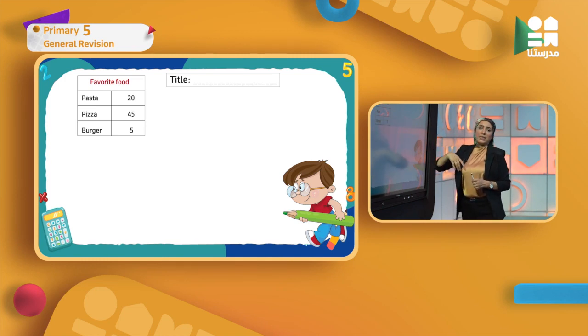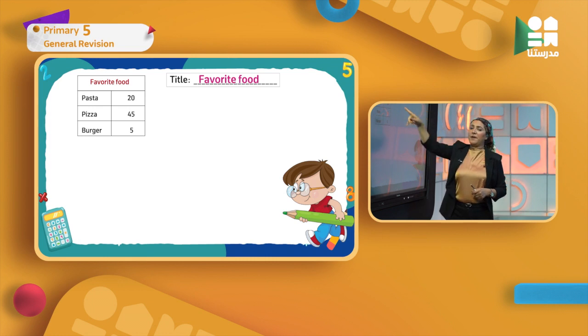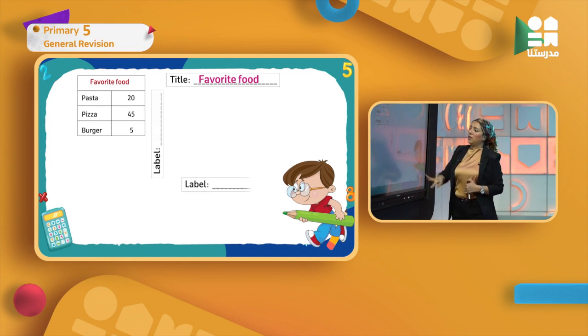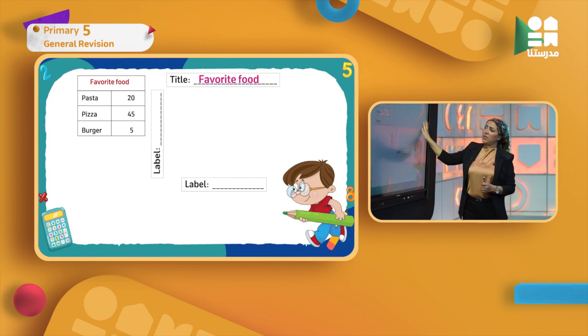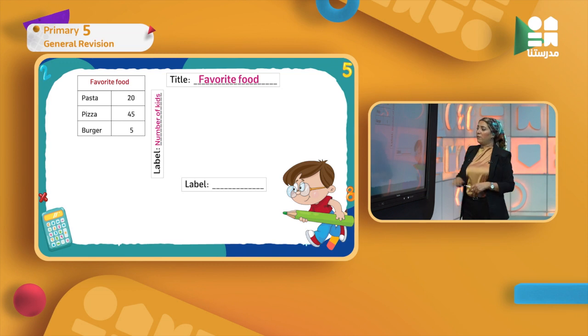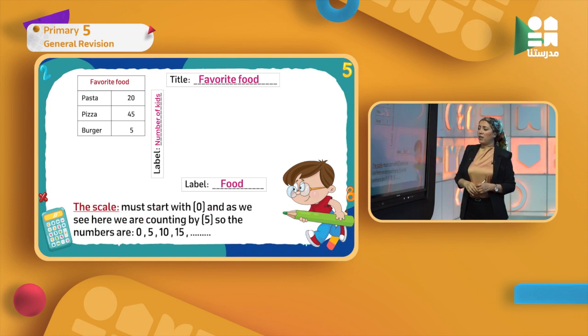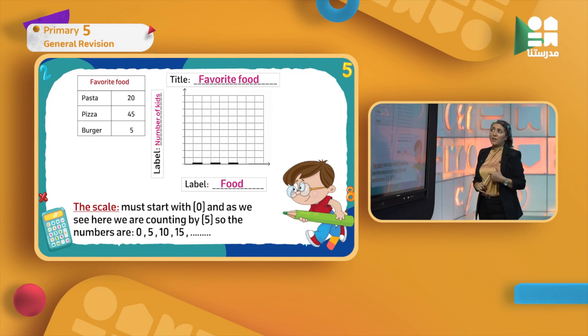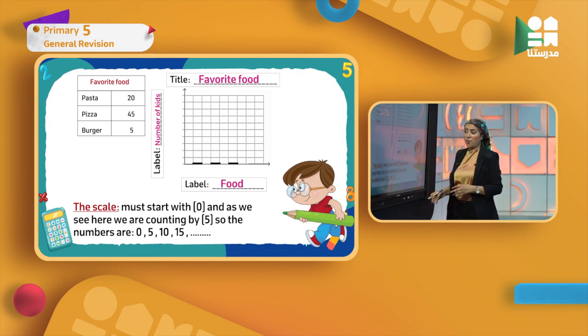The title, what is the title here? It's favorite food. Over here, favorite food: pasta, pizza, burger. The labels are going to be here: number of kids that like food, and the food itself, types of food. So here I draw my graph, and I have a scale. Here I will make a bar graph.